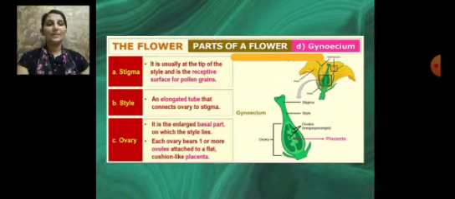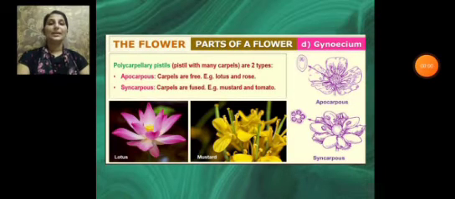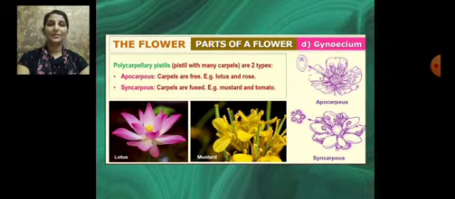Each ovary bears one or more ovules which are attached to a flat cushion-like structure which is called the placenta. We can see the placenta on which the ovules are attached. If the pistil or the gynoecium has many carpels, it is called a polycarpellary pistil.